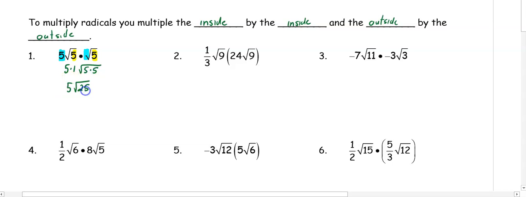root 25. Now, 25 is a perfect square, so the square root of 25 is 5. So we have 5 times 5, which gets us 25.